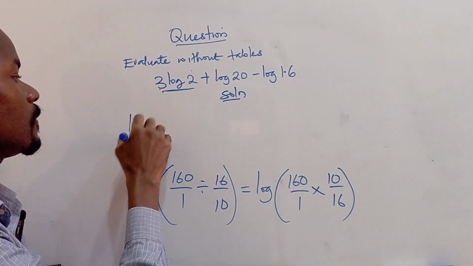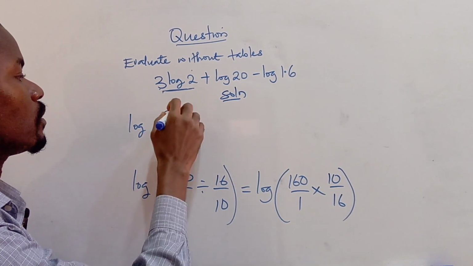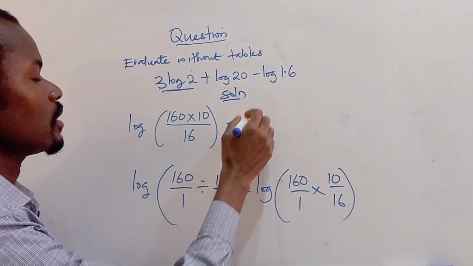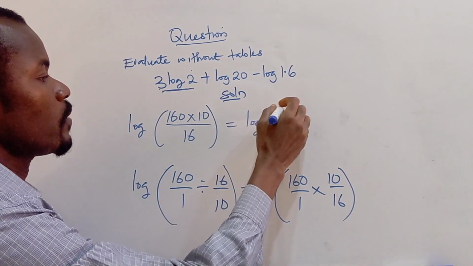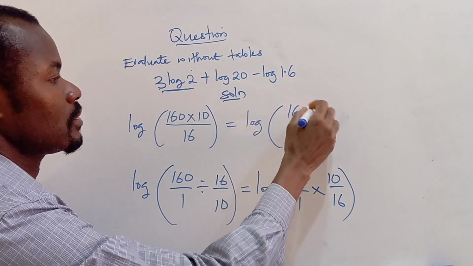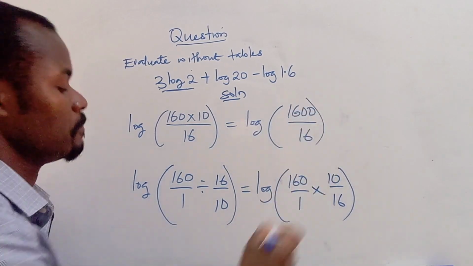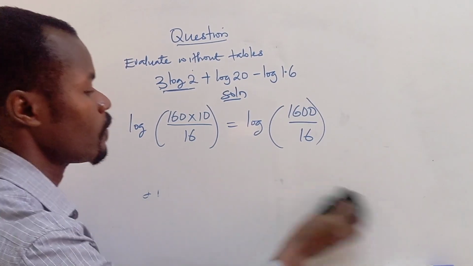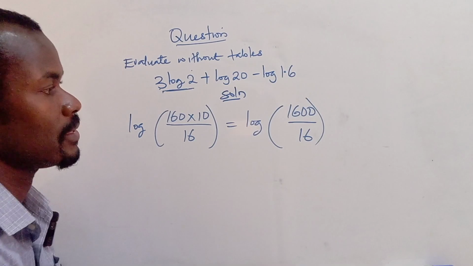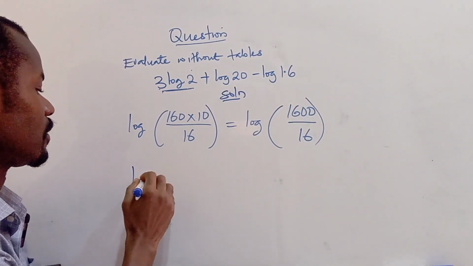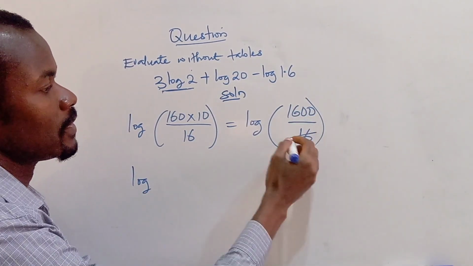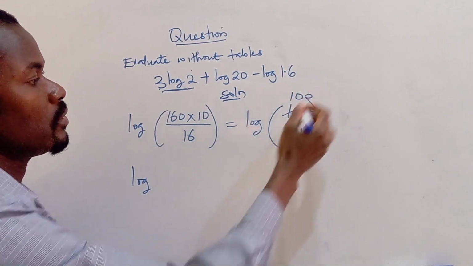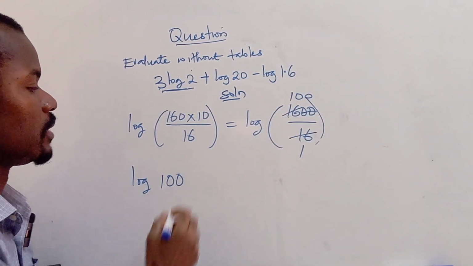So we have log 160 times 10 divided by 16. That will give us log 1,600 divided by 16. Of course, 16 can divide 1600: 16 into this is 1, 16 into this is 1, and we have 0, 0. So we have log 100.